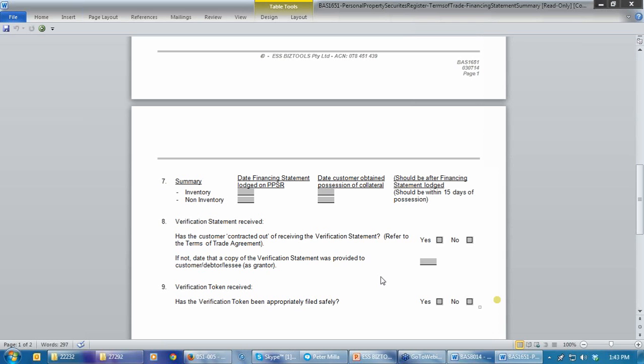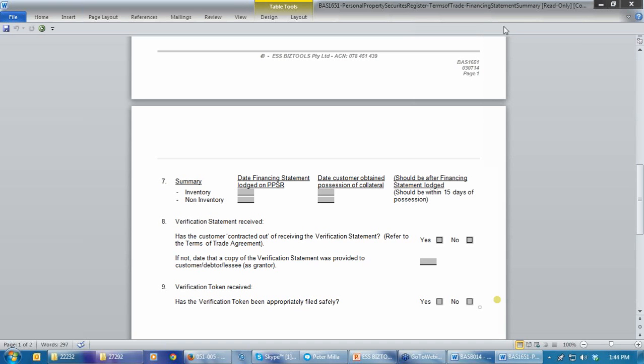And then another very important thing turns up. It's called a verification token. And that has to be appropriately filed, not given to the grantor, the end customer, because it's the token that's needed to authorize the withdrawal of the registration at some date in the future. So it's not very smart to have that in the grantor's possession. It has to be in your client's possession. They should file it so they know where it is, and it should be safeguarded so that it can't be misappropriately treated.